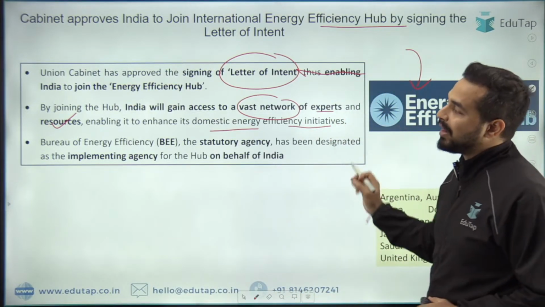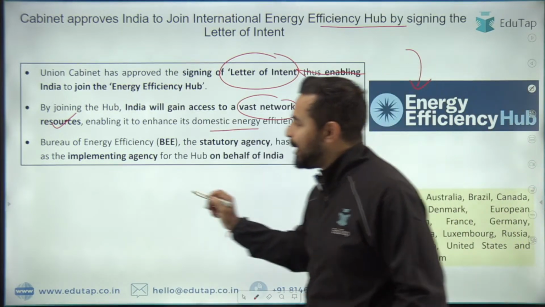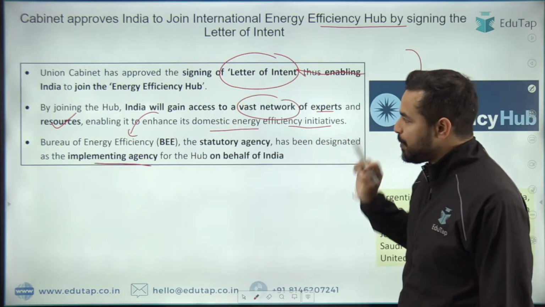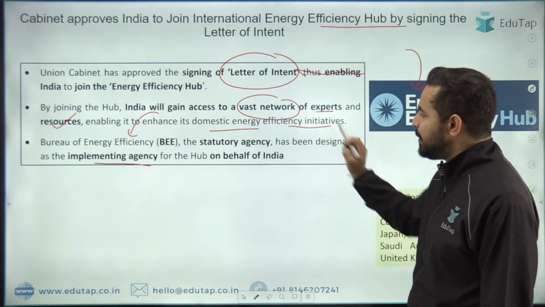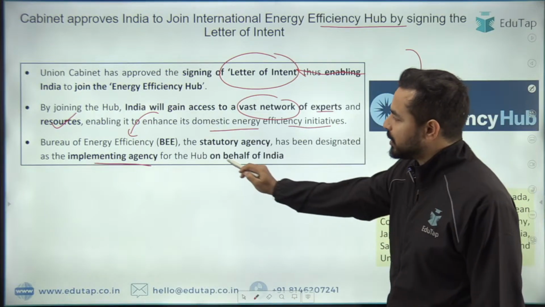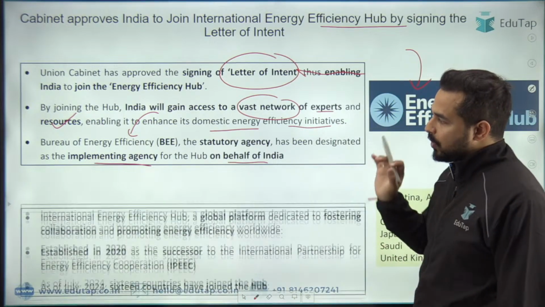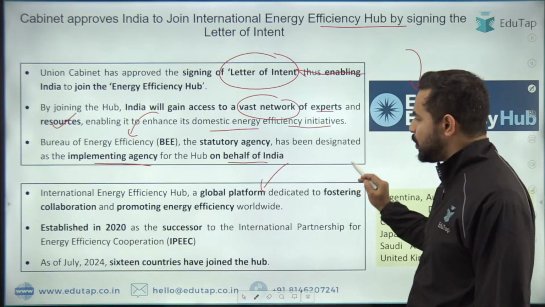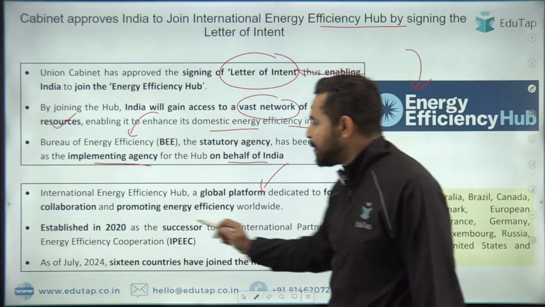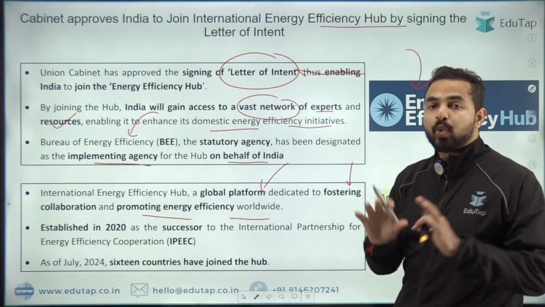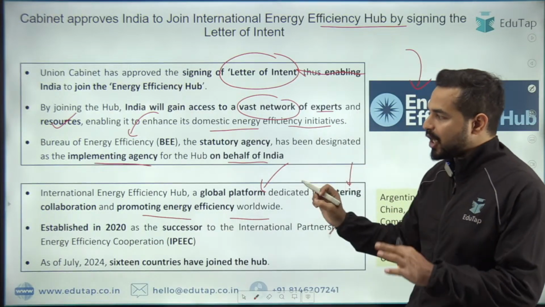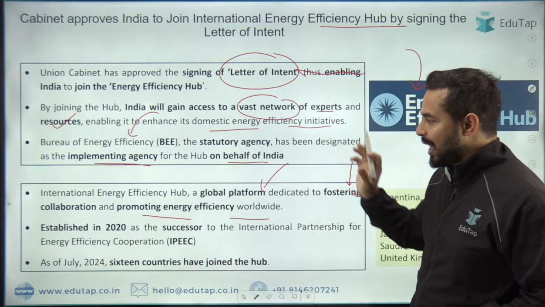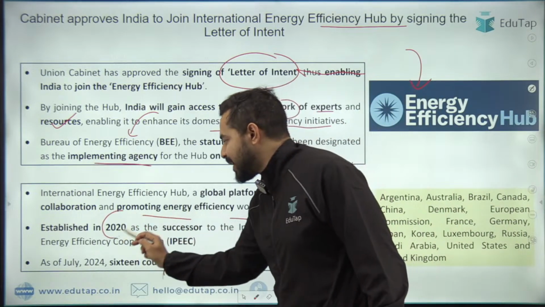So अगर हम बात करते हैं इंडिया की तरफ से, तो इंडिया की तरफ से इंप्लीमेंटिंग एजेंसी कौन सी होगी? It will be the Bureau of Energy Efficiency. So very important point, BEE will be the implementing agency for the hub on behalf of India. Now when we talk about this hub guys, so this hub is a global platform which is dedicated to fostering collaboration and promoting energy efficiency worldwide. तो worldwide energy efficiency को बढ़ाने का जो objective है ये है हमारे इस organization का, and it was established in 2020 में इसको establish किया गया था.